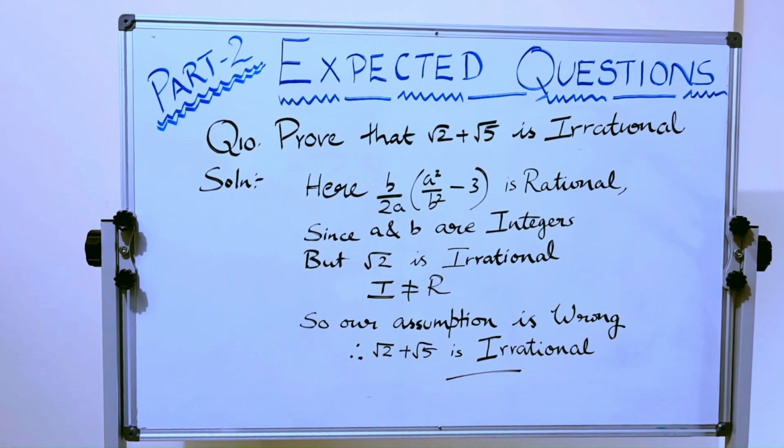Here b by 2a into a square by b square minus 3 is rational since a and b are integers. But root 2 is irrational. An irrational number cannot be equal to a rational. So our assumption is wrong. Therefore root 2 plus root 5 is irrational.